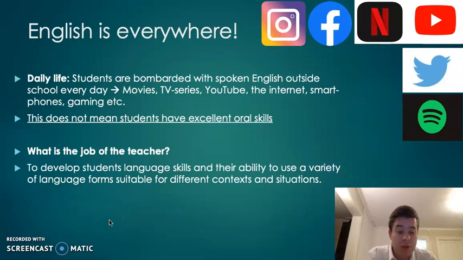So what's the job of the teacher? To develop students' language skills or oral skills and their ability to use a variety of language forms suitable for different contexts and situations. Basically, can they use English in daily life? Can they actually use it in the real world?